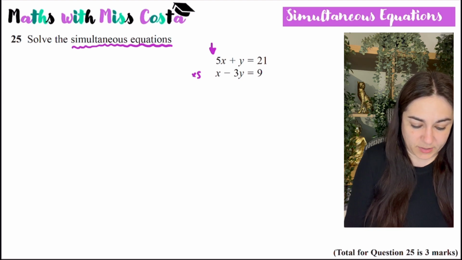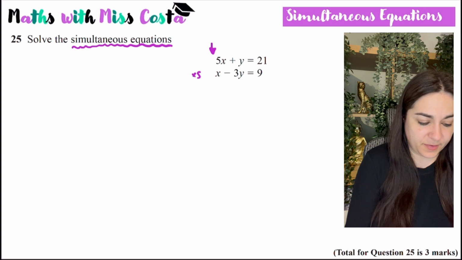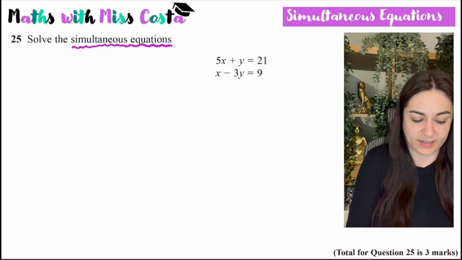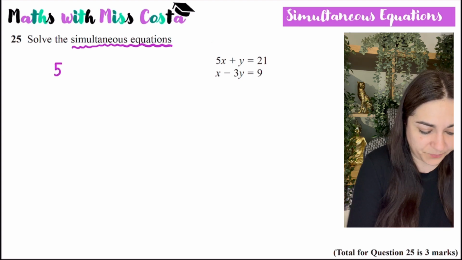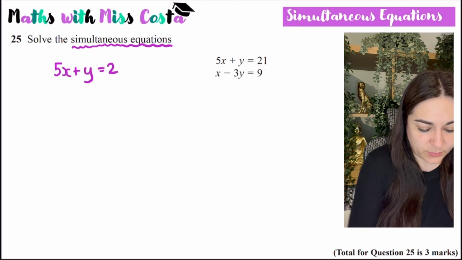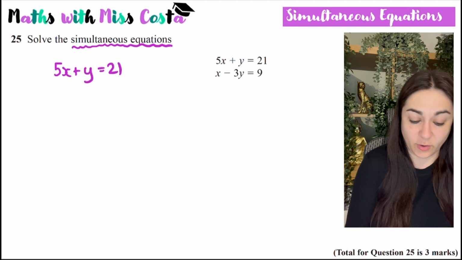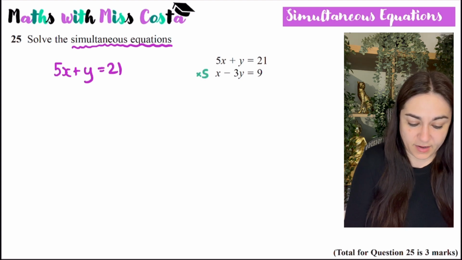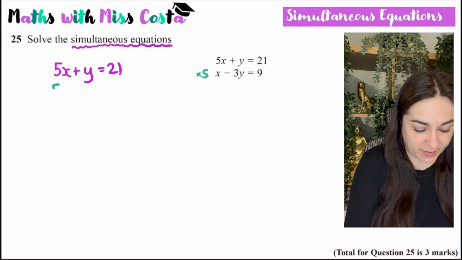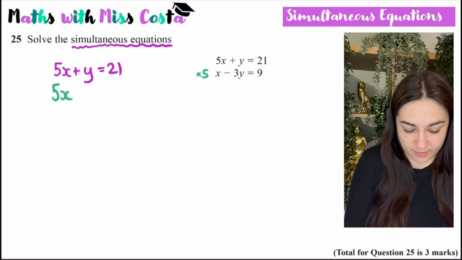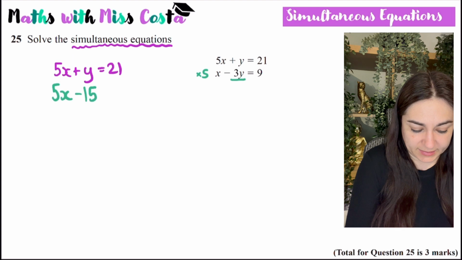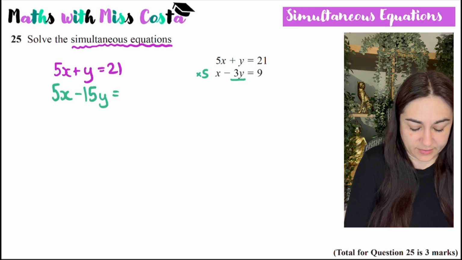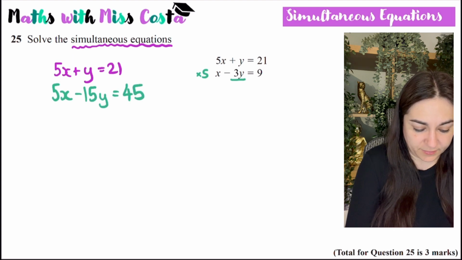I think what I'm going to do is multiply by 5. But you can obviously do whatever you want to. So I've got 5x plus y equals 21. And then I've got x minus 3y is 9. If I multiply this equation by 5, I'd then be ending up with 5x as well. So 5 times x is 5x, minus 3 times 5 is minus 15y, and 9 times 5 is 45.